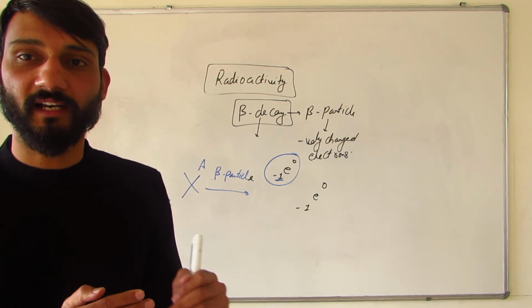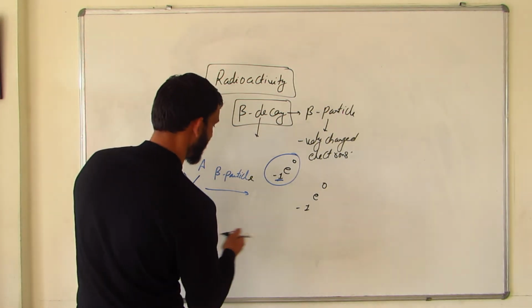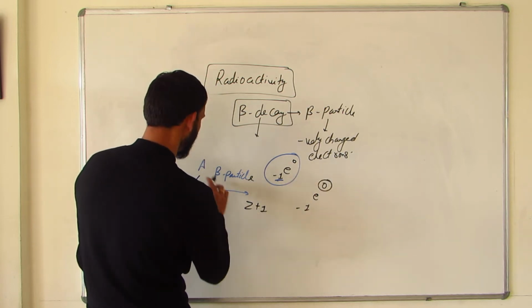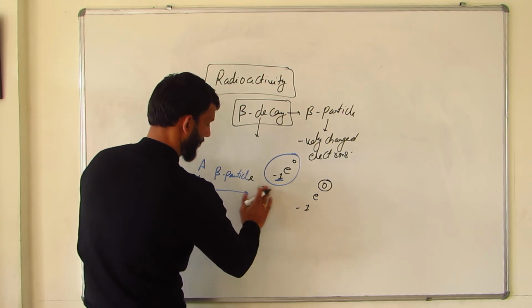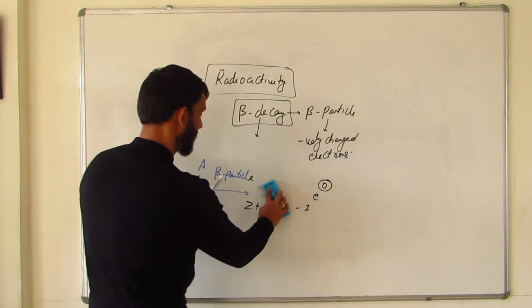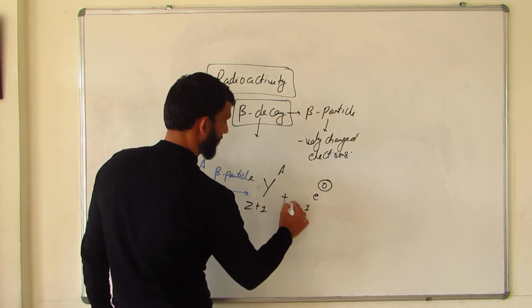But now since one electron has moved out, the atomic number will increase. So here I will write Z plus 1. And obviously the mass hasn't changed, therefore I will write the mass number to be A because it will not change. Therefore it is Y to the power A plus this.